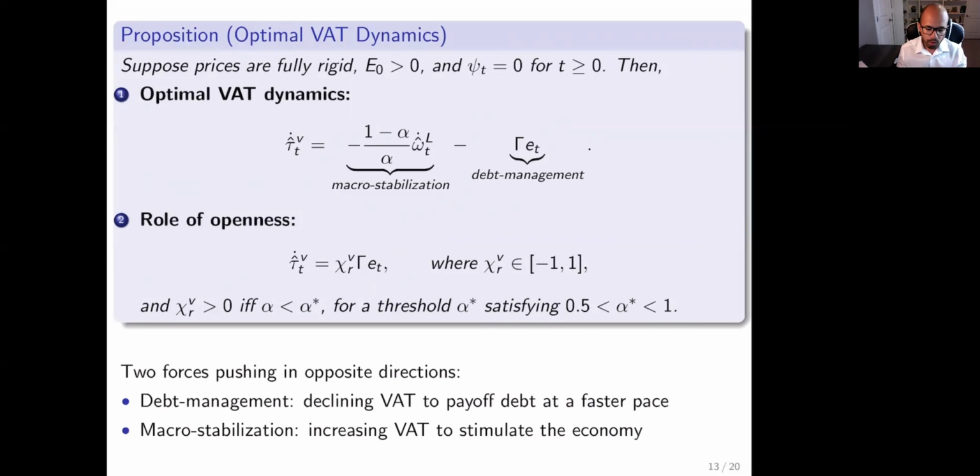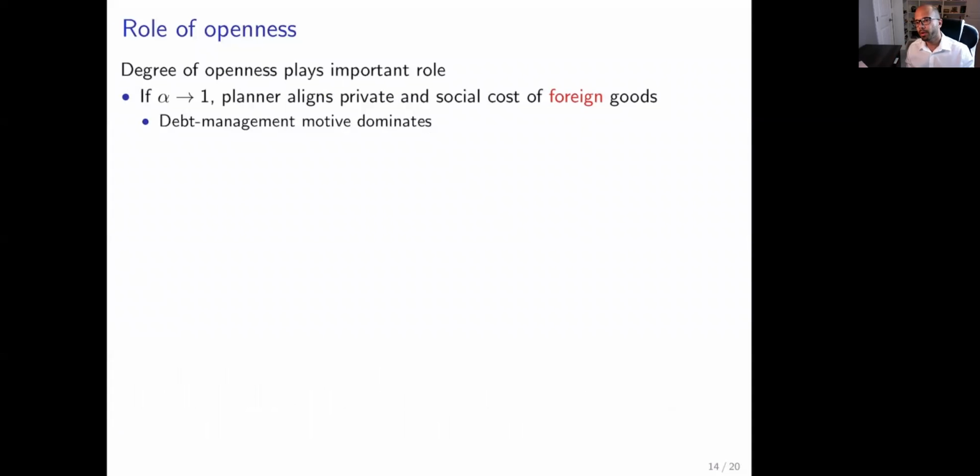The question is, which force dominates, the debt management or the macro stabilization motive? Perhaps surprisingly, we show that this trade-off is resolved not by determining the level of the financial friction gamma, but actually depends a lot on the degree of openness of the economy.